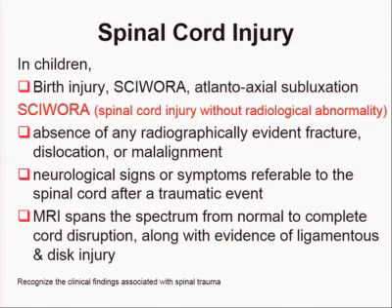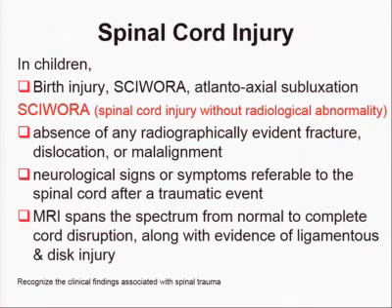And that's the term SCIWORA. So in children as compared to adults, children with spinal cord injury, it's more likely to occur as a result of birth injury. They're more likely to have SCIWORA, and more likely than adults to have atlantoaxial subluxation. So what is SCIWORA? It's spinal cord injury without radiological abnormality. So there's absence of any radiographically evident fracture, dislocation, or malalignment, but you do have neurological signs and symptoms referable to the spinal cord after a traumatic event.